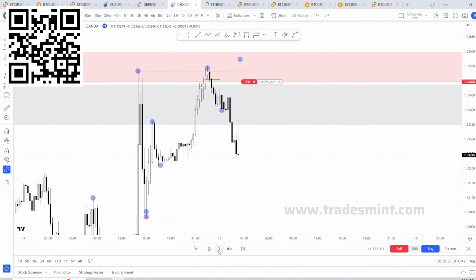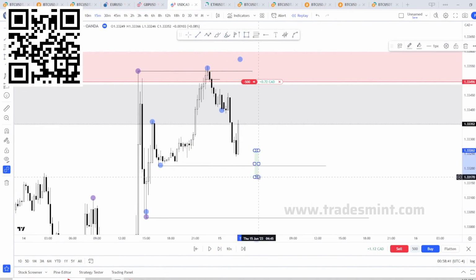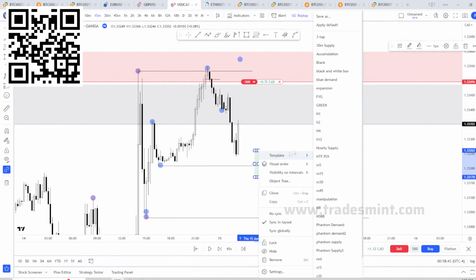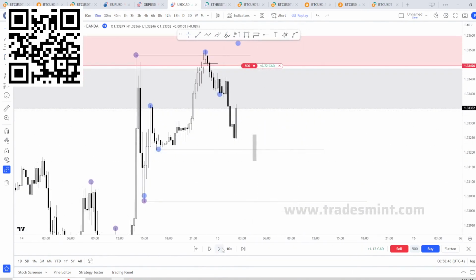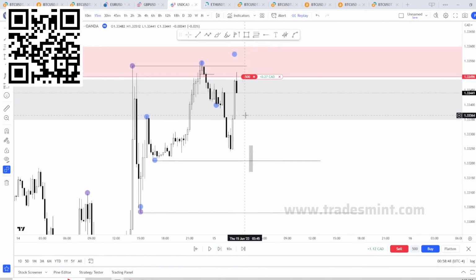So far, so good. Now, quite obviously, if we break this guy right here on the 15 with a close, then you're more than likely going to go down towards that low itself, which is a good sign for our short position. Look at that.